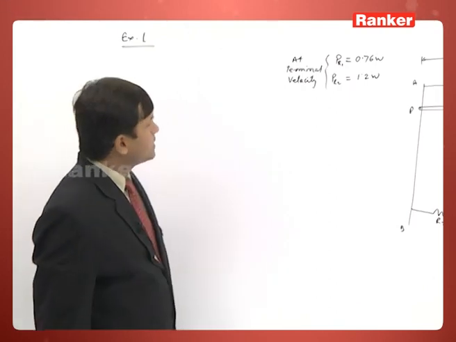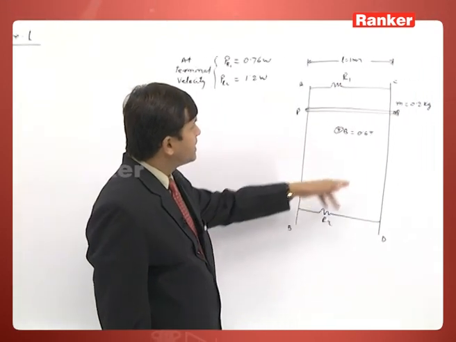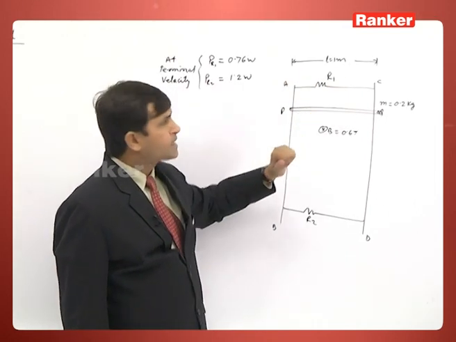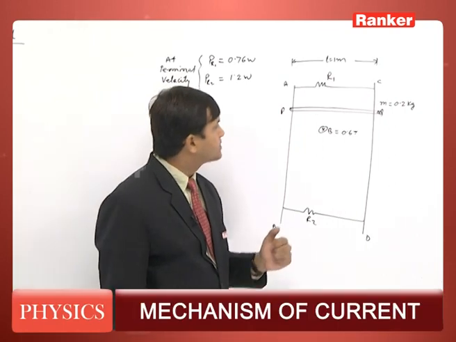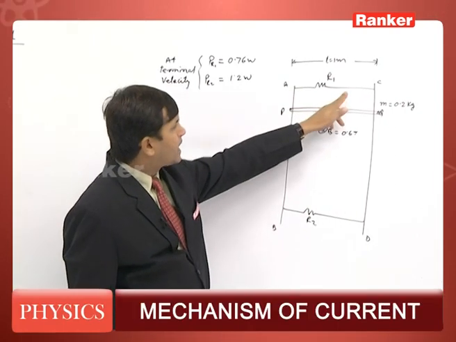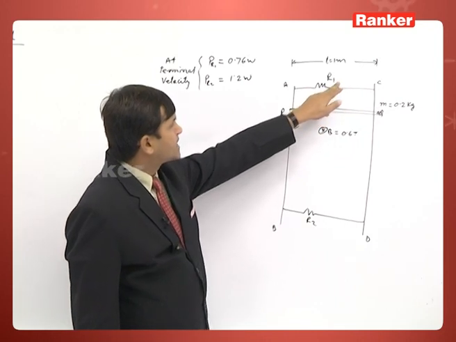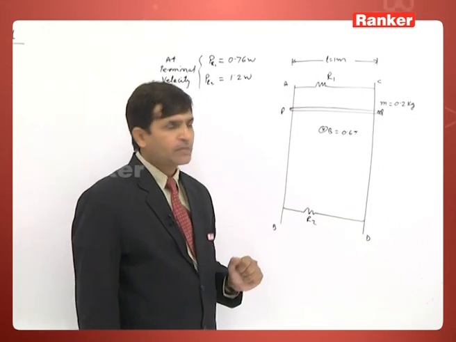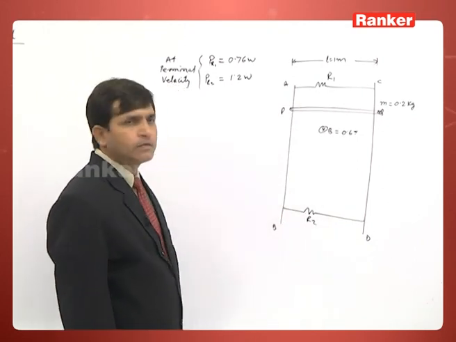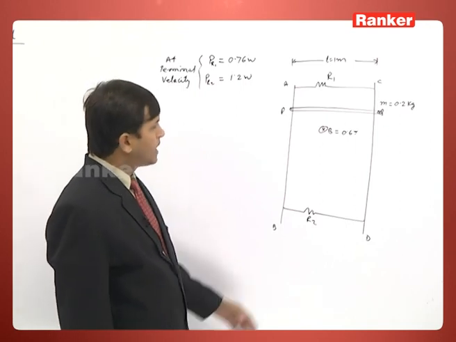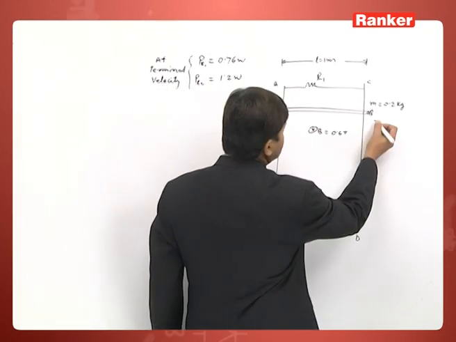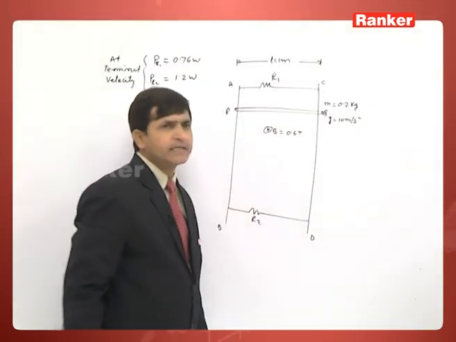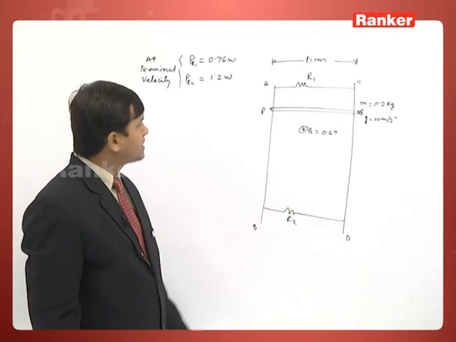Now see, in this example, AB and CD are two parallel rails separated by a distance of 1 meter as shown. One end of the rails is short circuited by resistance R1 and the other end by resistance R2. The whole system is kept in a vertical plane under gravity, and you can take the value of g as 10 meters per second squared. It is under gravity. So what is the question here?